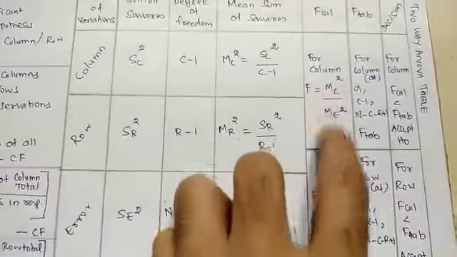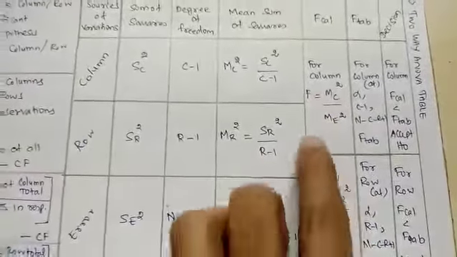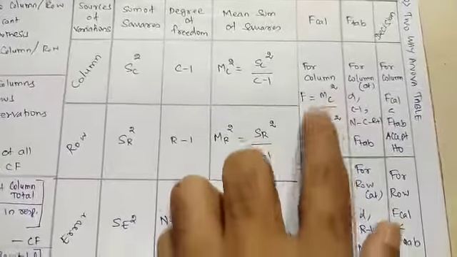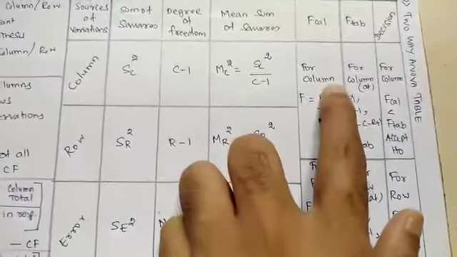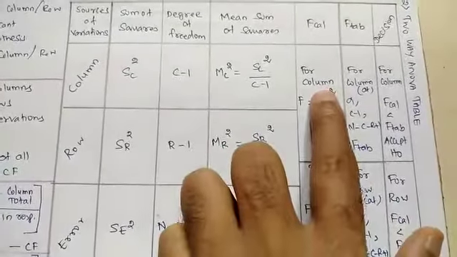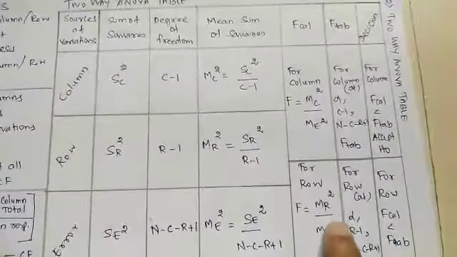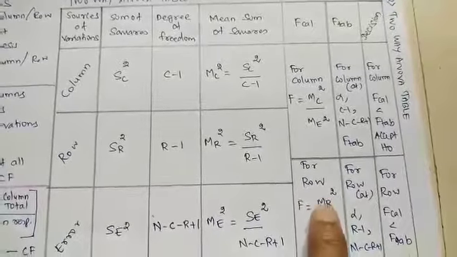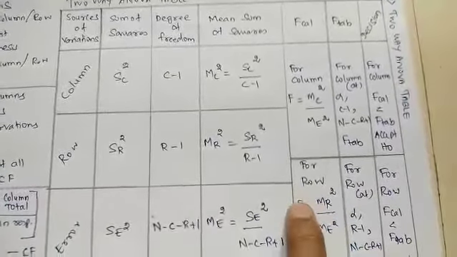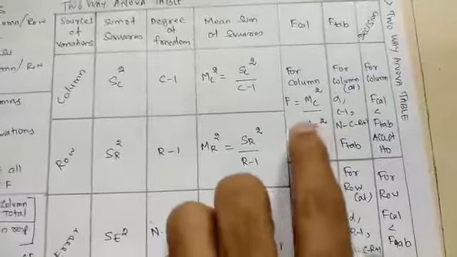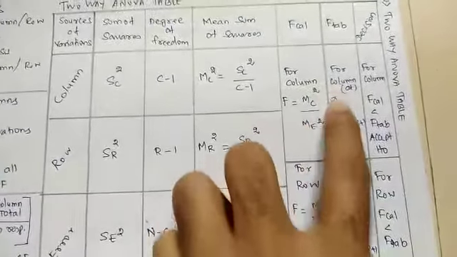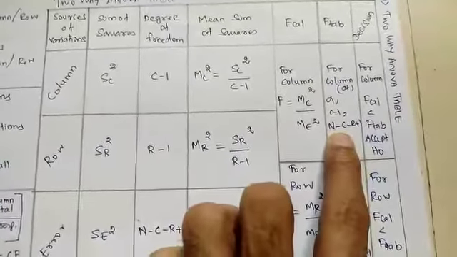Suppose if both the values are greater than 1, as such we can proceed. Suppose if this is less than 1, we have to divide in reverse, that is ME square divided by MC square. Similarly, if this is less than 1 means ME square divided by MR square. So as you know, because F ratio should be always greater than 1. So here how we are dividing, based on that only we need to refer table value.